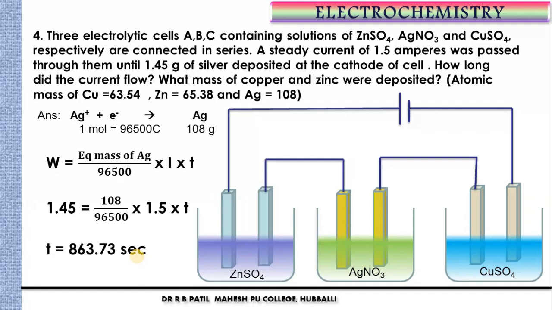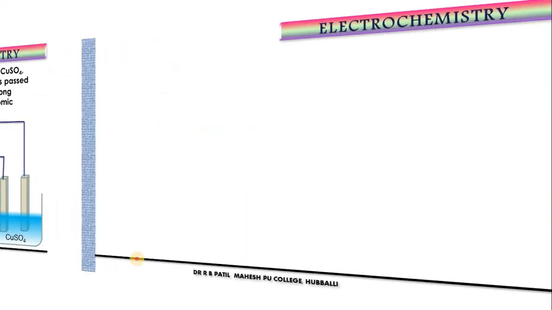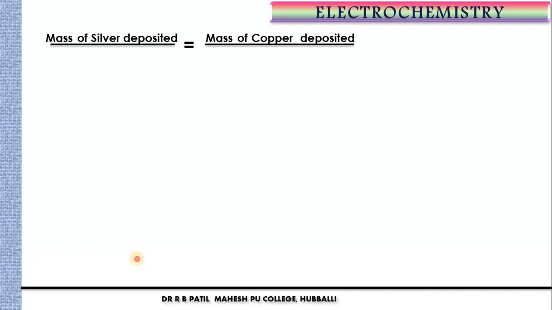Now second part, let us solve by using Faraday's second law. How to solve that? Amount of silver deposited divided by equivalent mass of silver, that is equal to amount of copper deposited divided by equivalent mass of copper. Like that, let us solve. How to find out equivalent mass of copper, students? Its atomic mass is given, you know charge of copper, it is +2, so divide that one by 2, you get equivalent mass of copper.